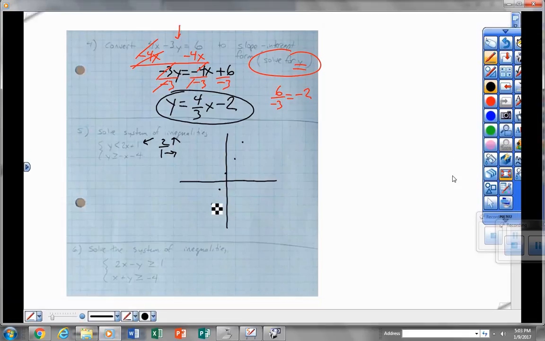So that first one has a y-intercept of 1, so I start at 1 on the y-axis. Looking at that number in front of x, which is my slope, which is 2, made into a fraction that is 2 over 1. So from that starting point, every time I went over 1 for my run, I went up 2 for my rise. And then I went both directions for that.